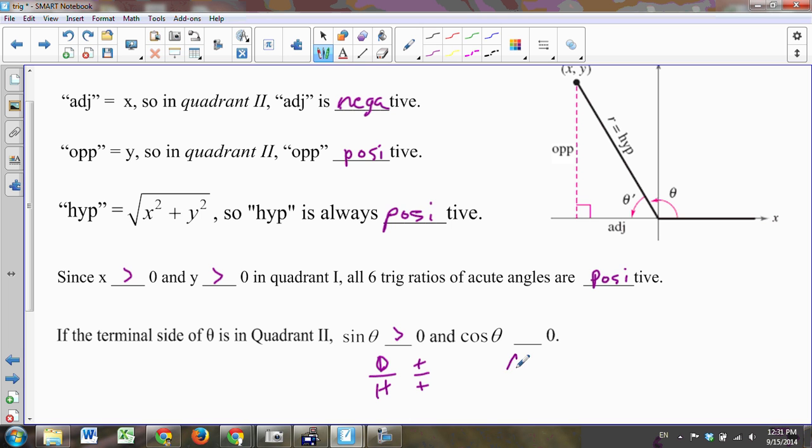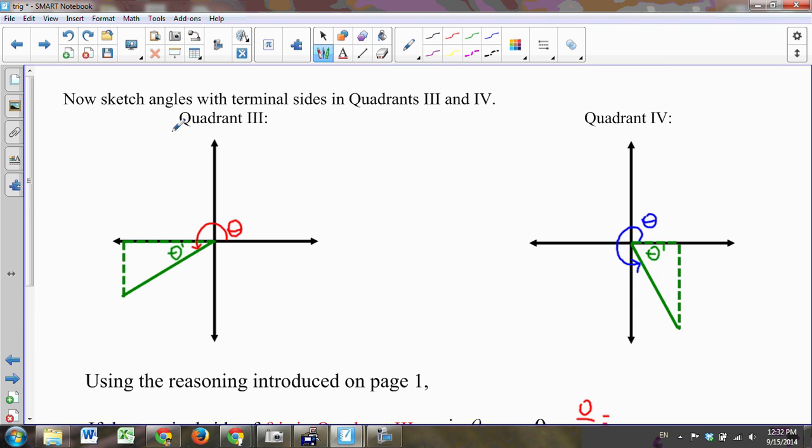Cosine is adjacent over hypotenuse. Well, the adjacent side is a negative value because this x-coordinate is negative. We're going backwards from the origin. So we've got a negative adjacent divided by a positive hypotenuse, so we get a negative cosine. The cosine is going to be less than 0 in the second quadrant.